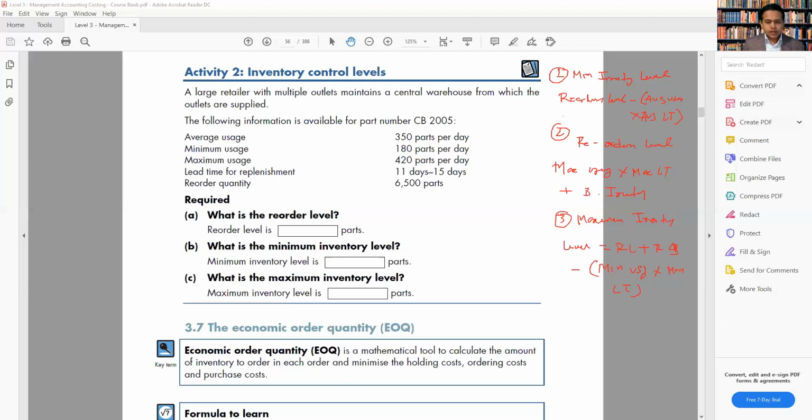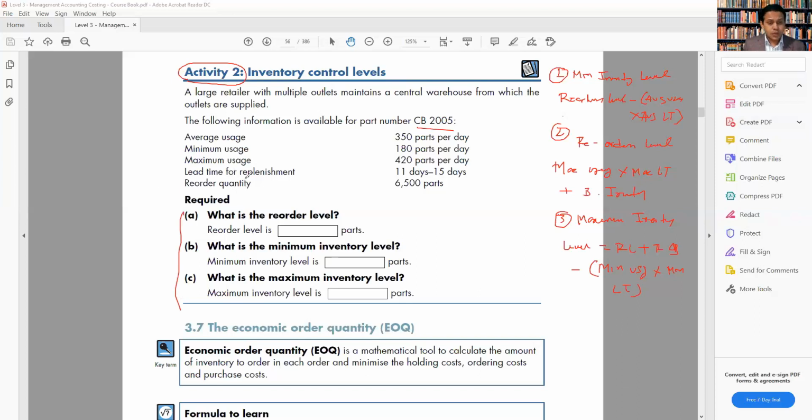All right, so let's try this question, activity 2, inventory control levels. A large retailer with multiple outlets maintains a central warehouse from which the outlets are supplied. The following information is available for the part number CV 2005. We have average uses, minimum uses, maximum uses, lead time for the replacement, and reorder quantity. There are 3 requirements here.